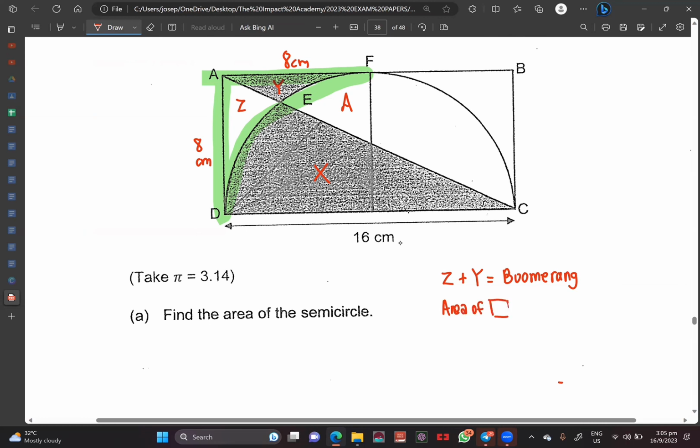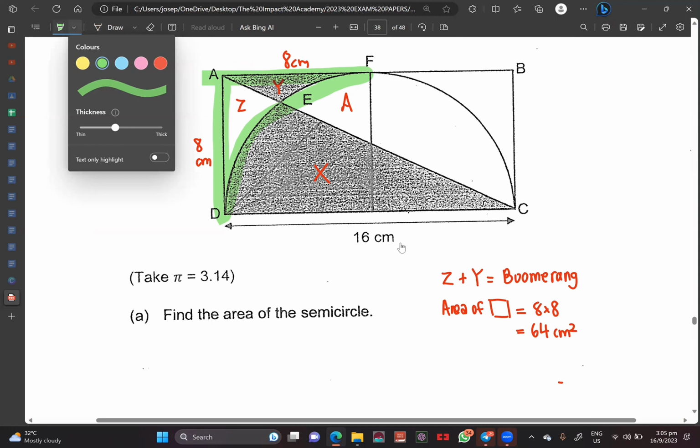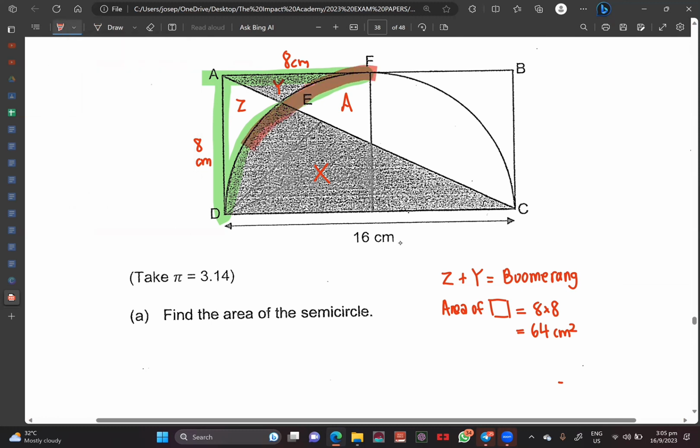So the area of the square. We go 8 times 8, we get 64 centimeters squared. Agree so far? And then after that, I'm going to minus away the quadrant. Can you see the red part that I've just highlighted? Whatever I highlight in red or pink means that I'm going to remove it. So I'm going to find the quadrant. For the quadrant itself, we'll just do 1/4 times pi r squared, so 8 to the power of 2 times 3.14. We know that the quadrant is 50.24.